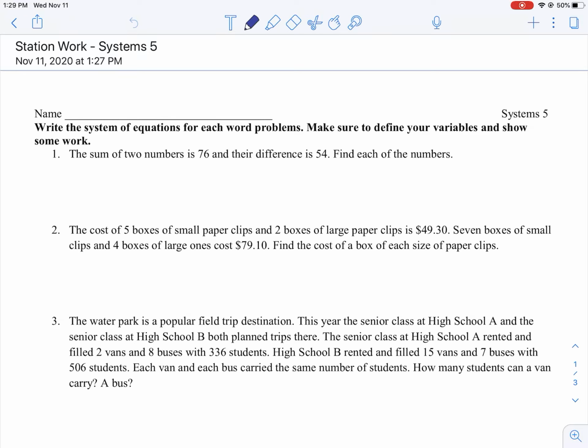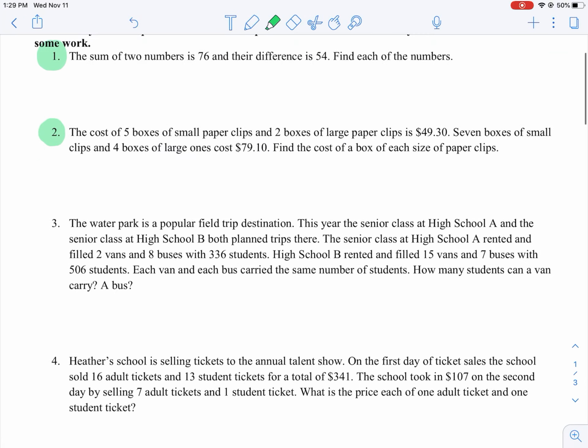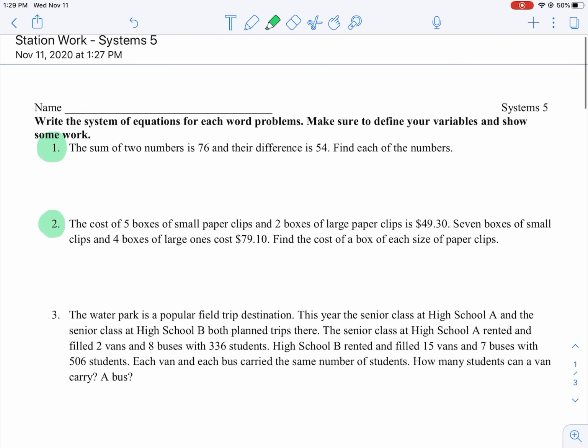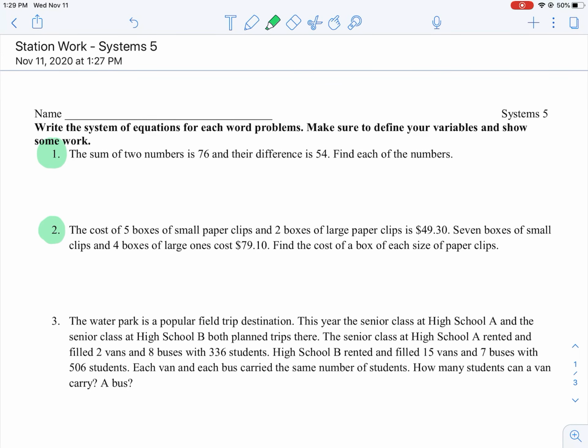Hey everyone, just going to go through some of these word problems for your instruction and practice for today's lesson. I'm going to go through 3 of the questions on this paper that I have assigned to you. I'm going to go through 1, 2, and number 8, and then you, the person at home, are responsible for the other 7.